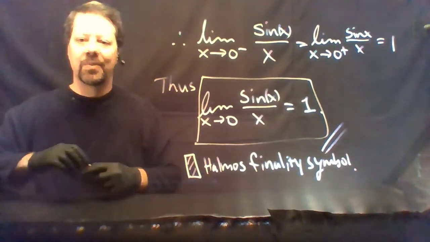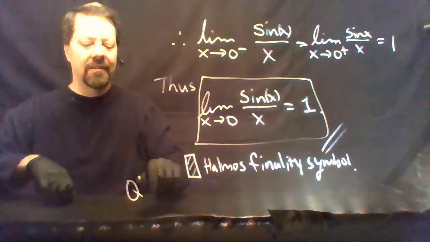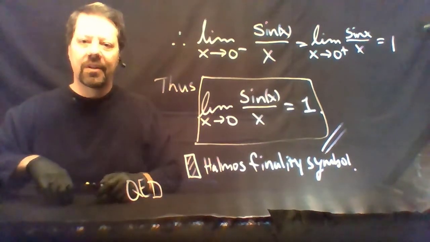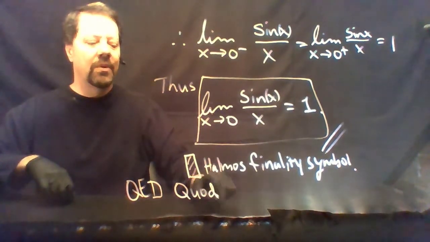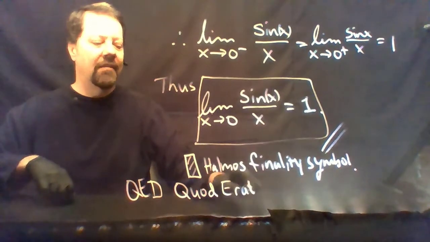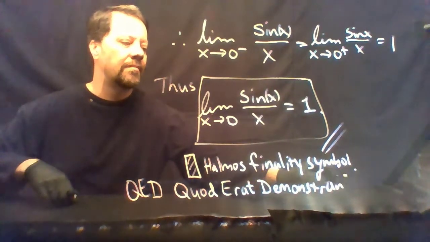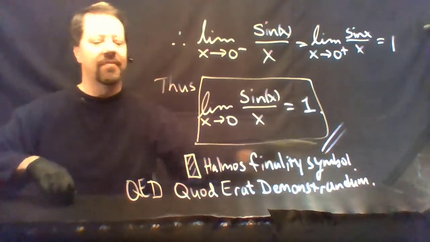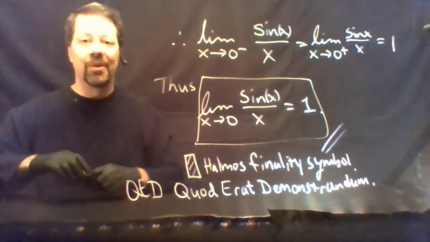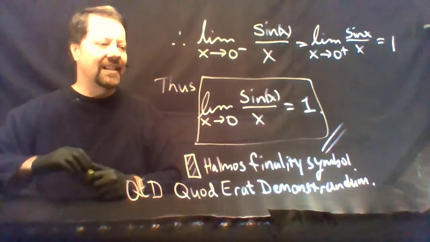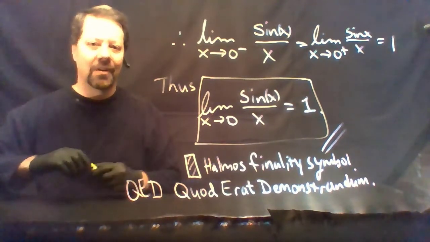A lot of professors will use the finality symbol. Others will use the abbreviation QED, which stands for the Latin phrase quod erat demonstrandum. And that means which was to be shown. That would be appropriate here. We were trying to prove that the limit as x goes to 0 of sine x over x is 1, and we did, and therefore QED.